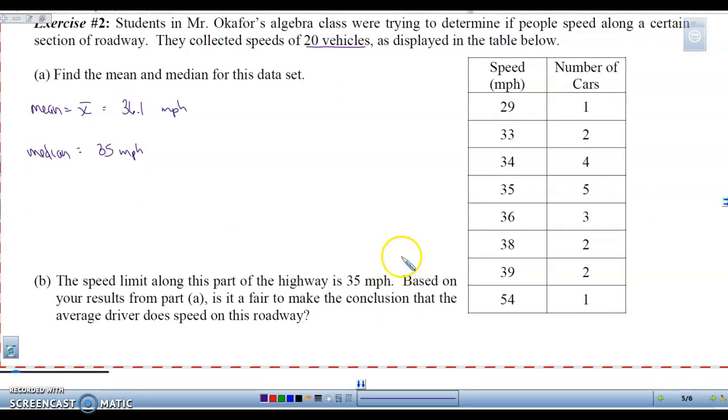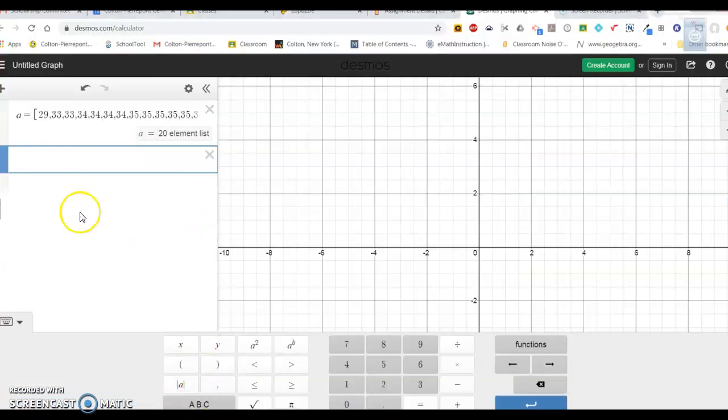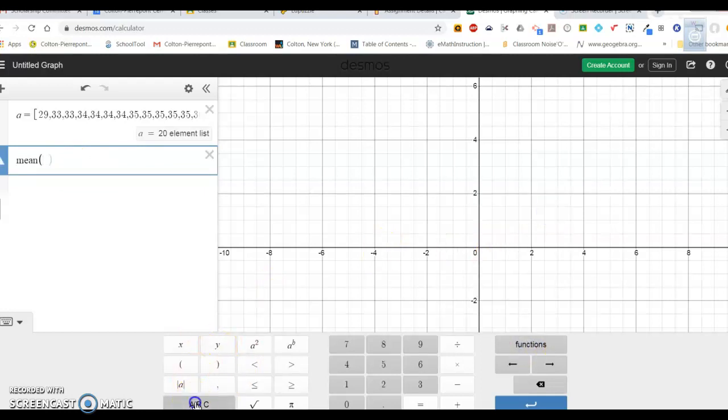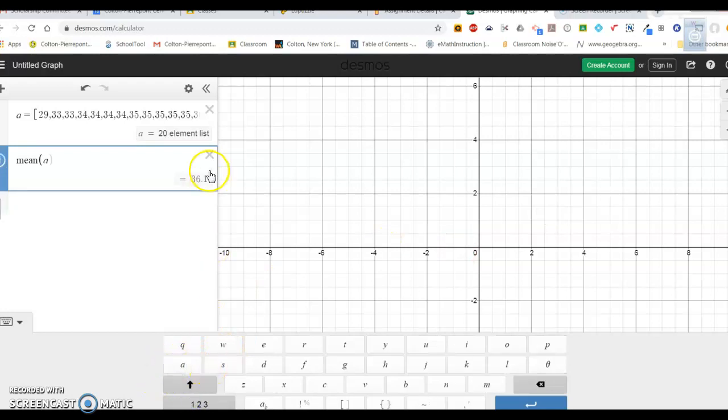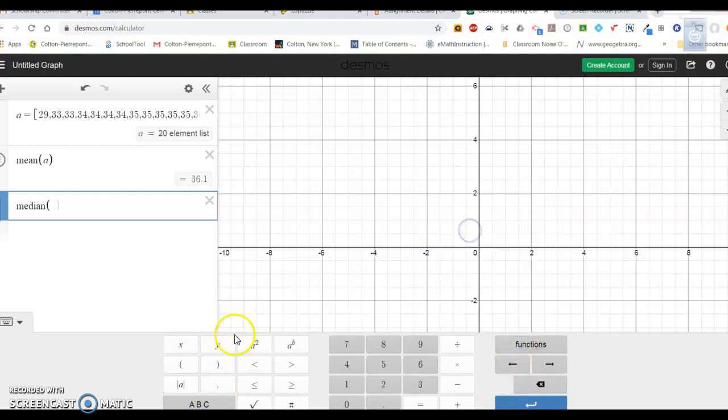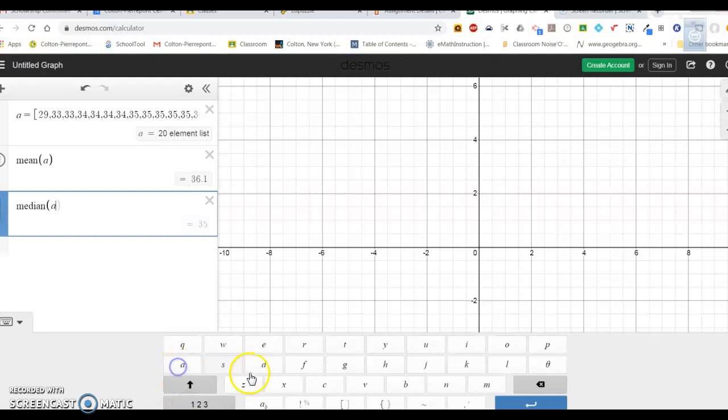Now, let's take a look at the information that we have here. All right, if you do this in decimals as well, it would be, next one, the mean of A is 36.1. And back to functions here, the median of A is 35. So we get the same answer.